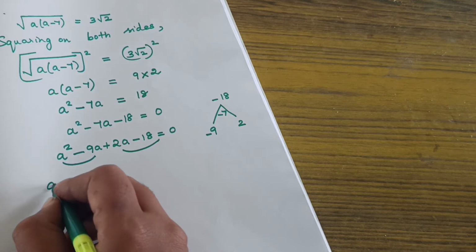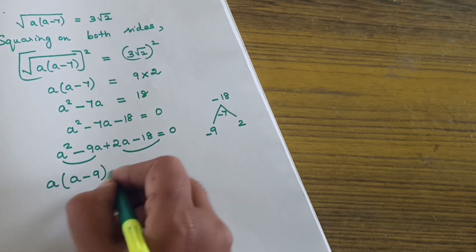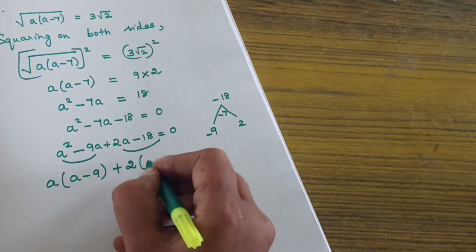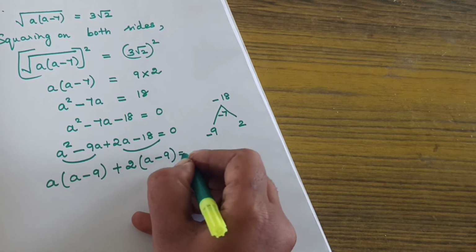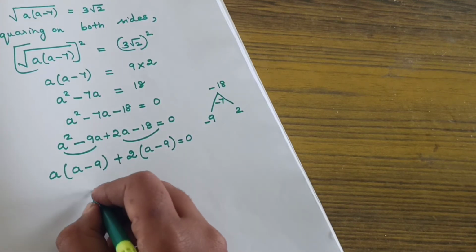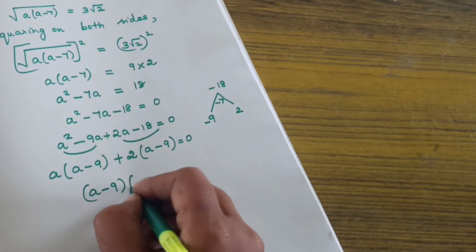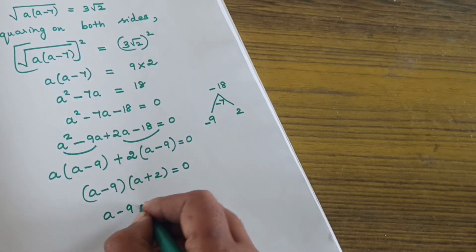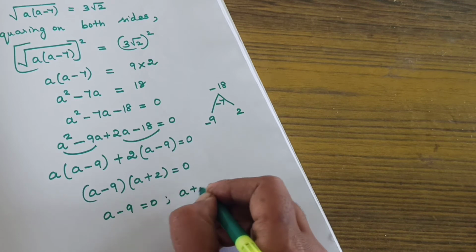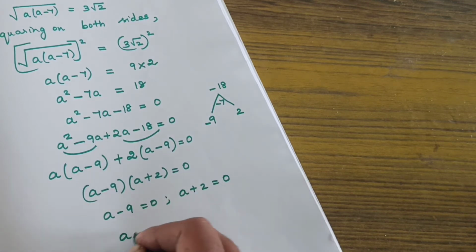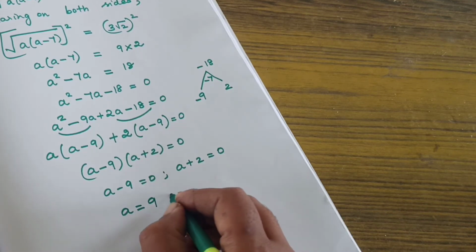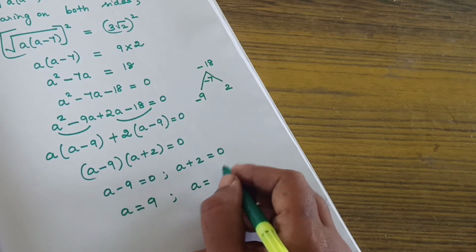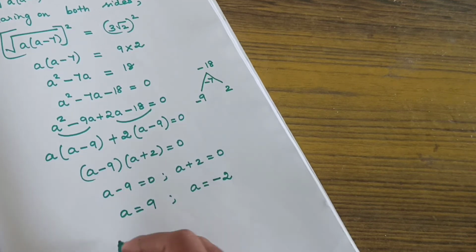So two terms we are going to take. Here a is only common, so a minus 9, plus 2 only common, so a minus 9 equal to 0. Then among this, a minus 9 into a plus 2 equal to 0. Then a minus 9 equal to 0 or a plus 2 equal to 0. So a is equal to 9, then a is equal to, transposing the side, minus 2.